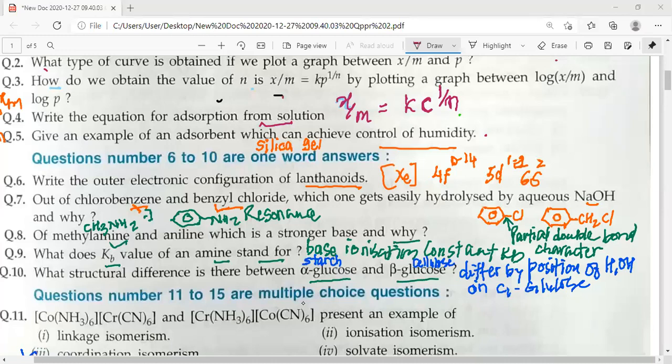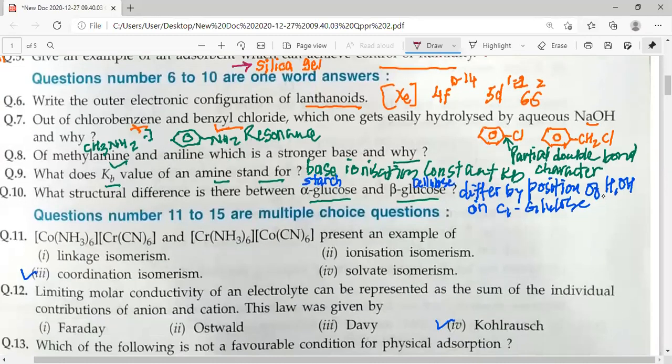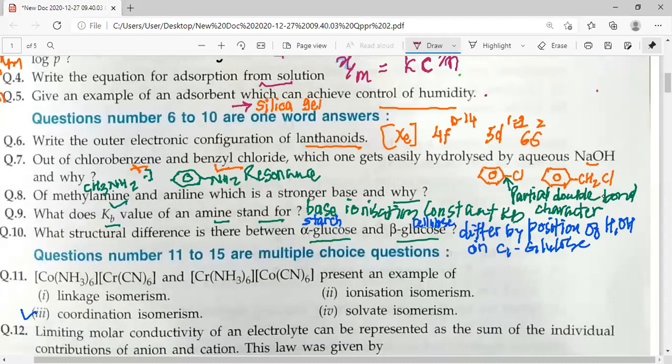So this is how, my dear students, we can answer the question, write the equation for adsorption from solution: x by m is equal to K into C to the power 1 upon n. Then, give an example of an adsorbent which can achieve control of humidity. The answer is silica gel, my dear students. Silica gel is used to control the humidity. It absorbs the moisture, and it is also used as a desiccant, or it is used in desiccators.